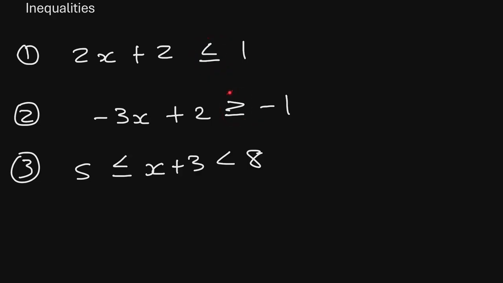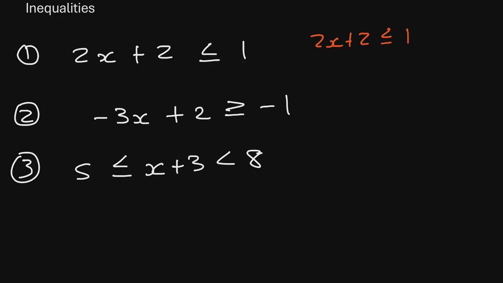Now if you solve equations that have inequalities, you just solve for x in a normal way, as if you had an equal sign. But now you just keep the sign as it is. So let's say, for example, we want to solve the first problem. We have 2x plus 2 less or equals to 1.